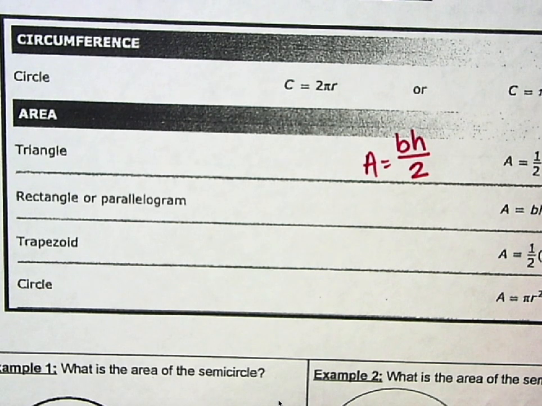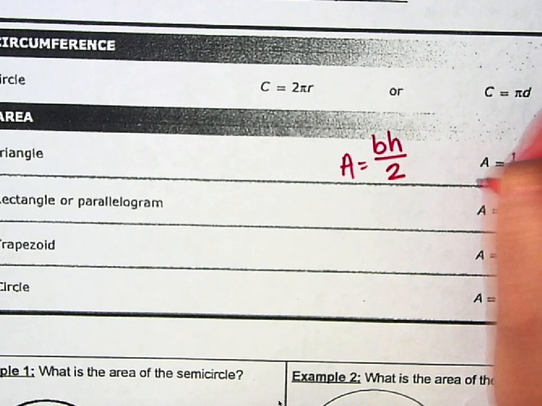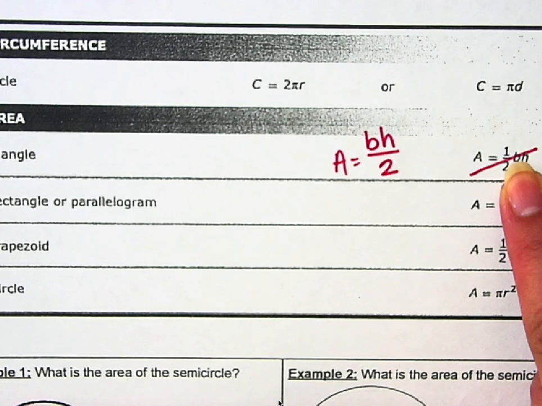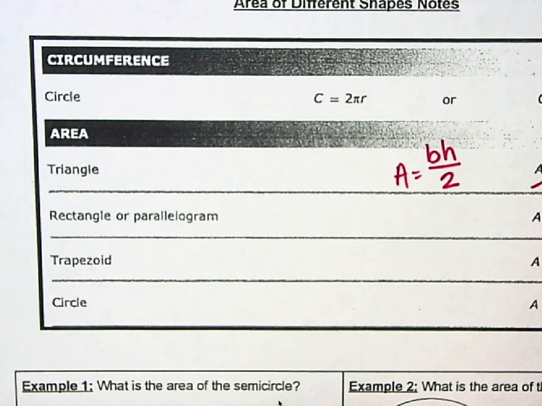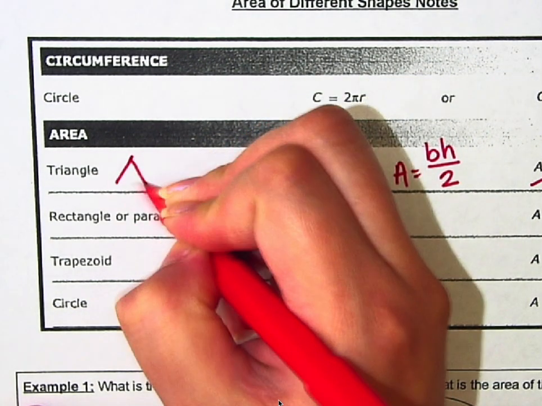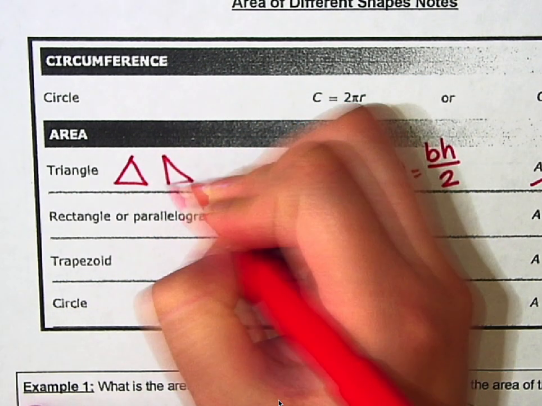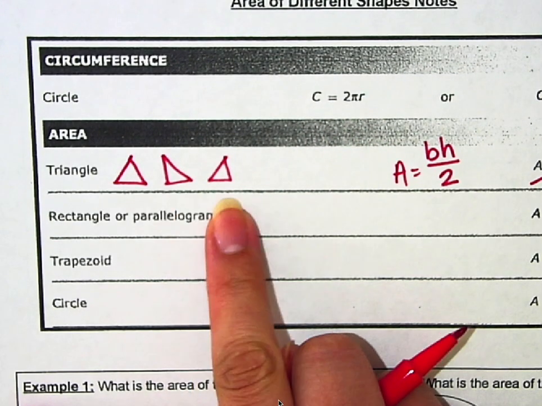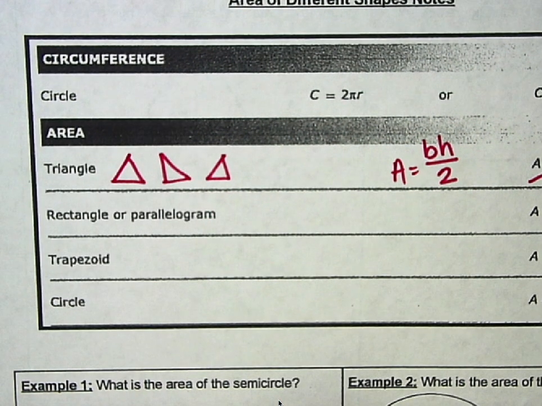Okay, I don't want you to use this one. I want you to use base times height over 2. It's the exact same thing. The only thing I'm taking away is the 1. Okay, and if you remember, our triangles can look like this, it could be backwards. As long as it has 3 points, that is our triangle.